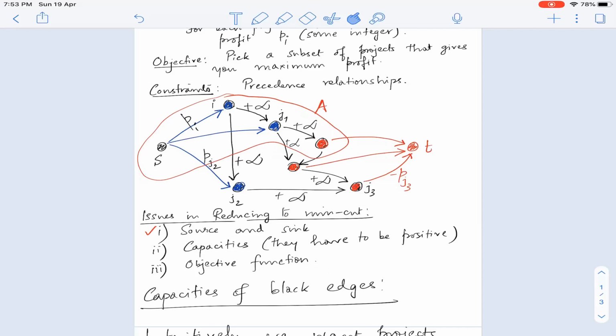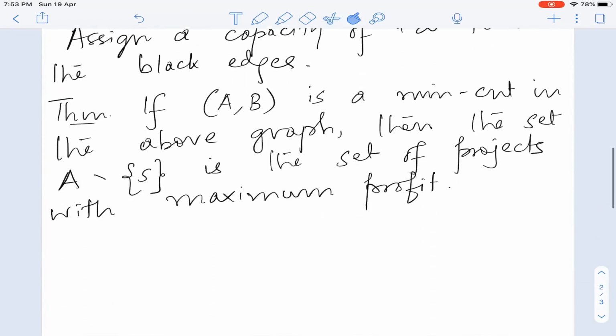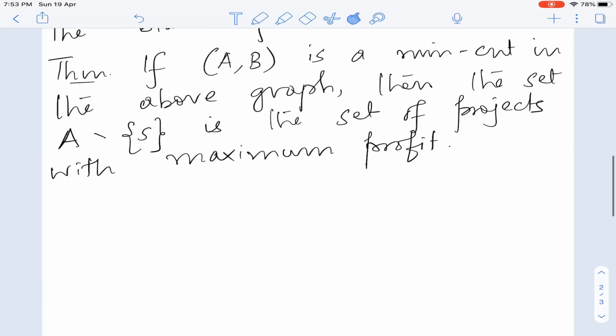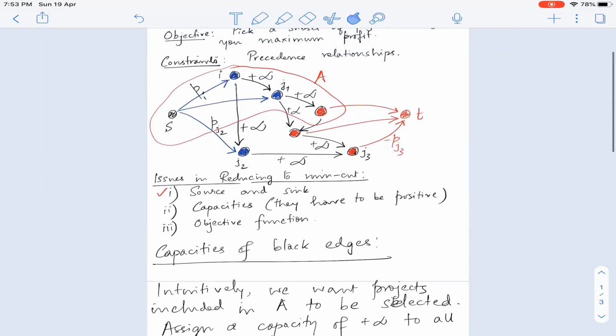Yeah, and the reason I want this is because that will directly translate to a feasible solution to my project selection problem. Okay, so then I ended the video with this theorem that if AB is a min cut in this constructed graph, then the set on the A side without the source S is the set that gives me the maximum profit. Yeah. So why should this be the case? So let's see why we think that this should be correct.